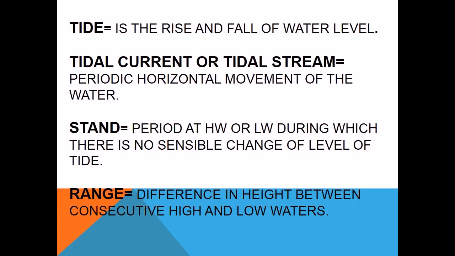Tide is the rise and fall of water level. Tidal current or tidal stream: periodic horizontal movement of the water. Stand period: at HW or LW, during which there is no sensible change of level of the tide. Range: difference in height between consecutive high and low waters.